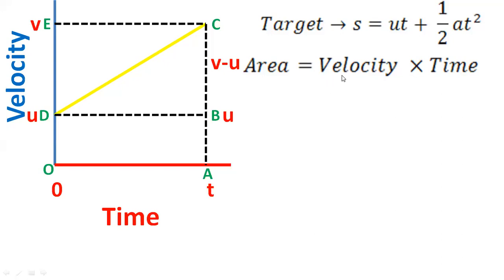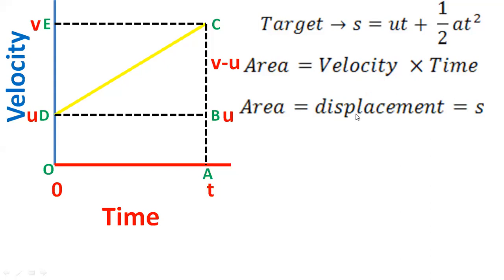But you already know what quantity we can get by velocity into time. That is nothing but displacement. Area of this graph is nothing but displacement. This displacement can be represented by which letter? s, that we already know. So for the second equation, we have taken area. Now let us proceed. We have found that area is nothing but displacement, and displacement is nothing but s. So this means s is equal to area.